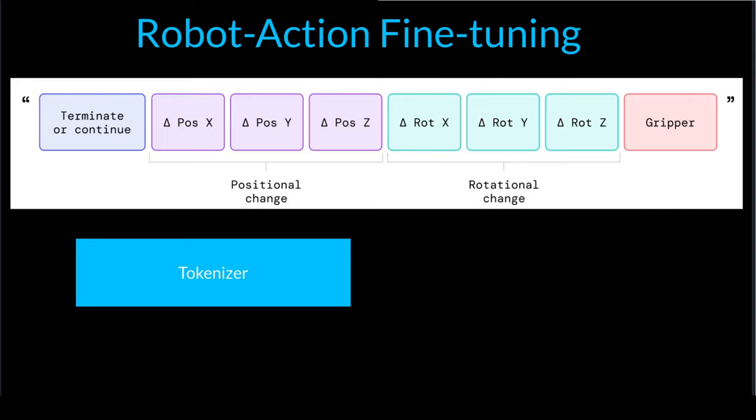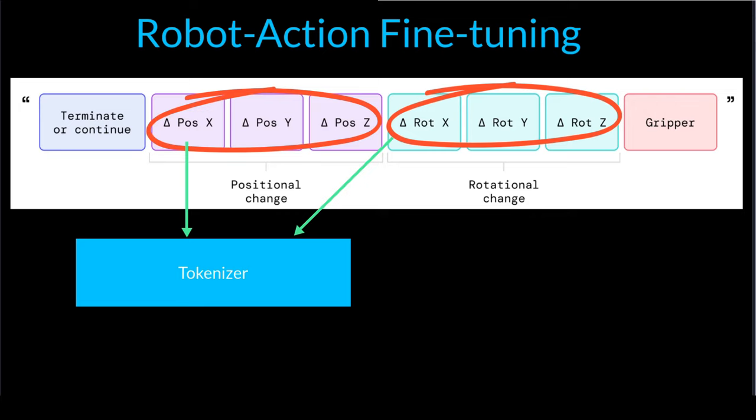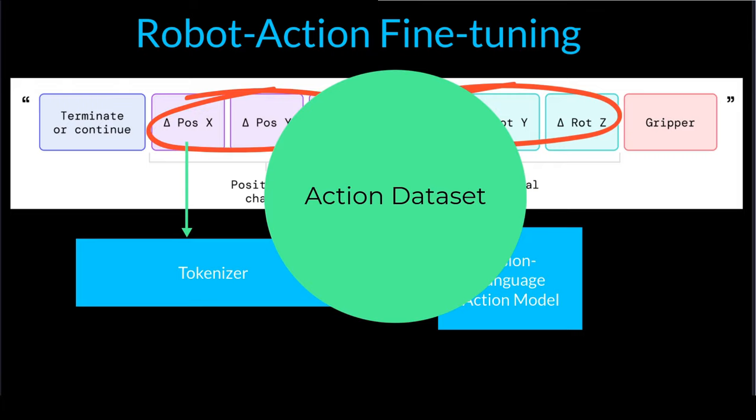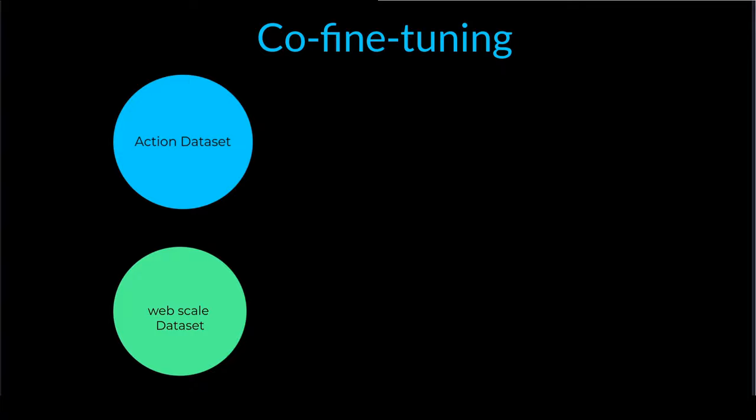As the robot moves, the action constantly generates the position and rotation values, which get constantly converted into tokens, and these tokens get fed into the vision language model, which now is a vision language action model that can understand actions. A combination of the input image and the input prompt along with the action outputs leads to an action dataset. This action dataset is now mixed up with the fine-tuning dataset from the web, and the combined dataset is used to train RT2. This way of combining the web-scale data with robotics data is dubbed co-fine-tuning.